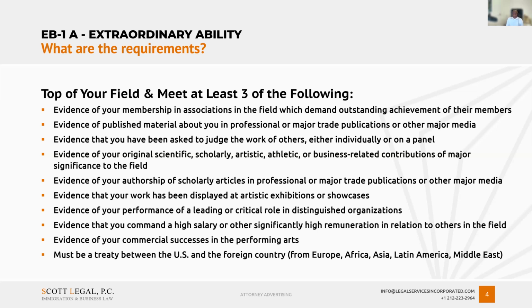So the next category we're going to talk about is an employment-based category. The way that the employment-based categories work is they go EB1 through EB5. The first one we're going to talk about is EB1A, which is extraordinary ability, and what the requirements are for that. Now, when we look at EB1A, we are looking at someone who has risen to the top of their field and has met the requirements for extraordinary ability.